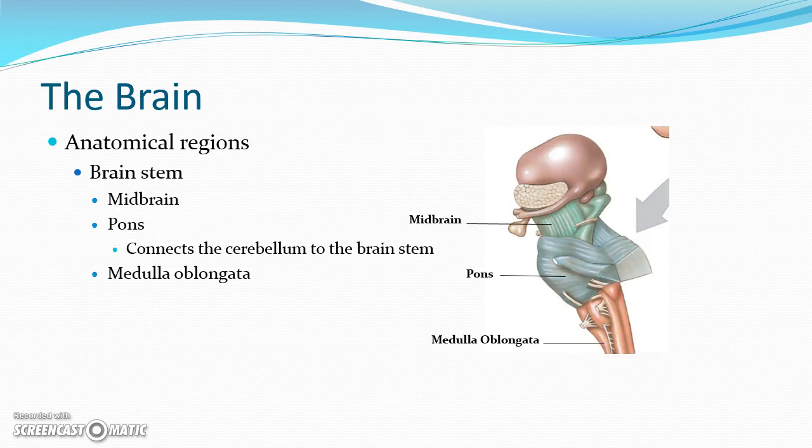The brainstem connects the rest of the brain to the spinal cord. It has three parts: the midbrain, pons, and medulla oblongata. Another presentation will discuss the functions of each of these regions, but in general, we can say that the pons connects the cerebellum, which would be right here, to the rest of the brainstem.